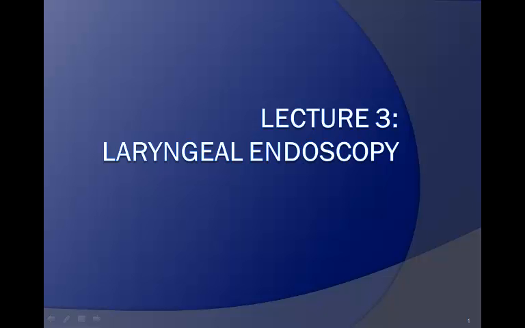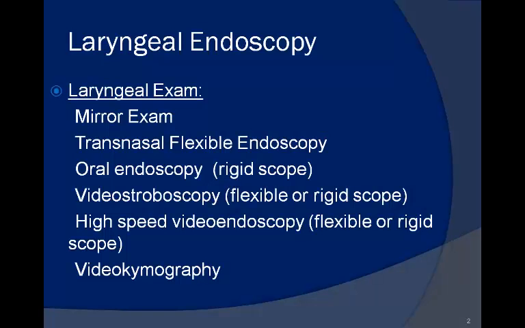Lecture 3, Laryngeal Endoscopy. Laryngeal endoscopy is used to view the anatomical structure and gross function of the larynx, and if stroboscopy or high-speed video are used, the vibratory characteristics of vocal fold vibration can also be assessed. There are a number of techniques used to visualize the larynx and vocal fold function, and these are laryngeal mirror exam, transnasal flexible exam, oral endoscopy with a rigid scope, video stroboscopy with a flexible or a rigid scope, high-speed video endoscopy, and video kymography.